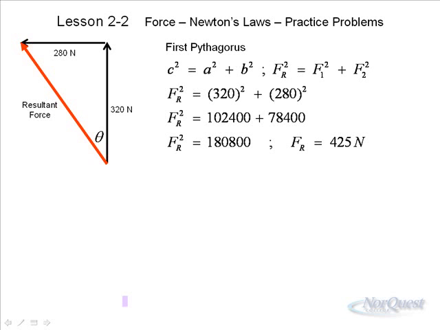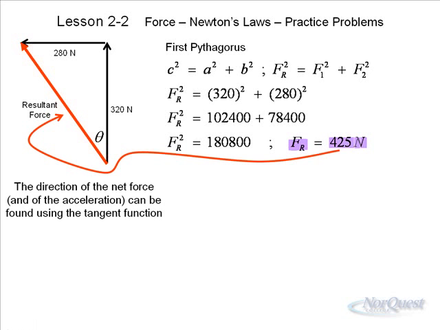And so we end up with 180,800 as our FR squared, and of course the resultant force ends up being equal to only 425 newtons, which is a far cry from the 600 that you would get if you added these two in a linear way. So now that we know the magnitude of the force, of course we could calculate the acceleration. And we can also figure out the direction of the force, because of course force is a vector.